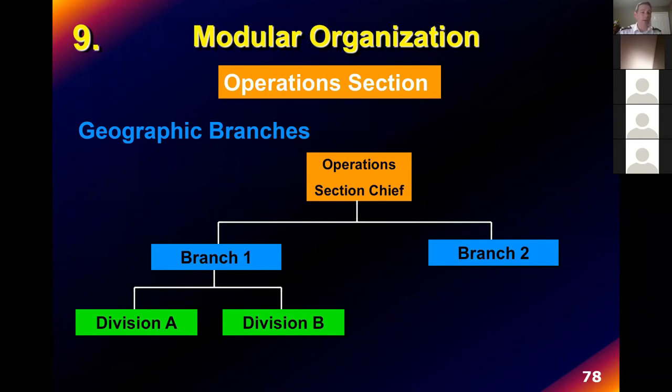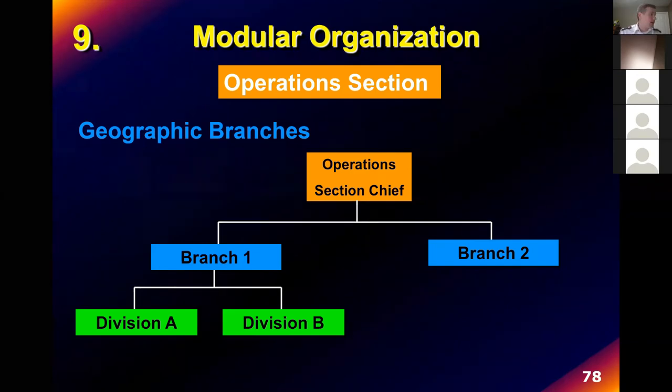Well, now we want to start breaking it up into branches to keep that span of control at an appropriate level for everybody above in the system. So the operations section chief is not having to oversee nine and getting outside of that 3 to 7 range that we talked about, right? So now we're going to start breaking into branches. Branch levels are headed by directors, and they may have one or more deputies.